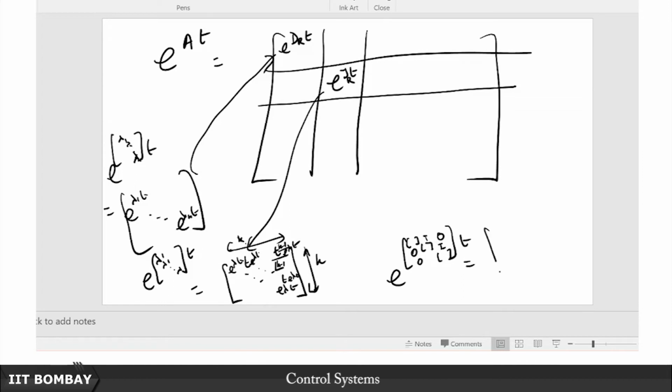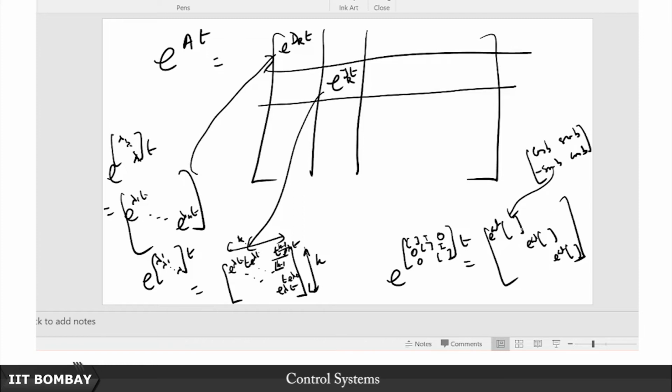So this you can again verify will look something like e to the at, some matrix here. I am going to shortly tell you what that matrix is. That matrix is going to look like cos b, sin b, minus sin b, cos b. Yeah, that is what each of those individual matrices are.